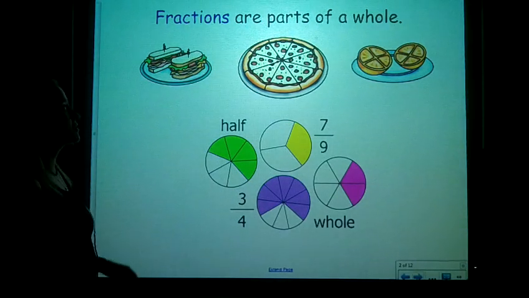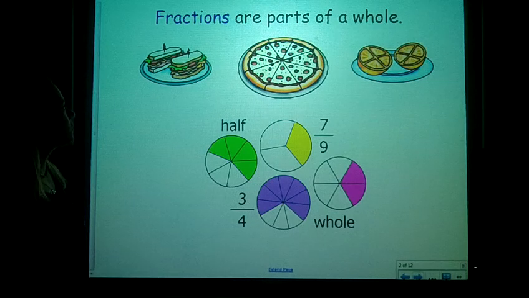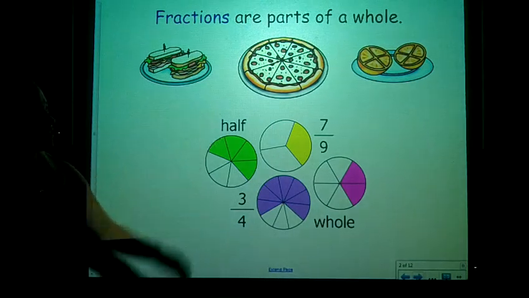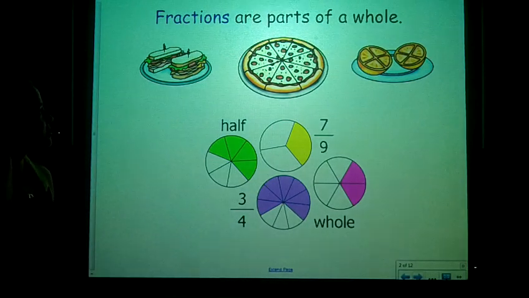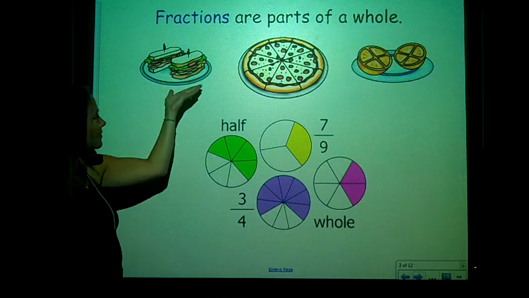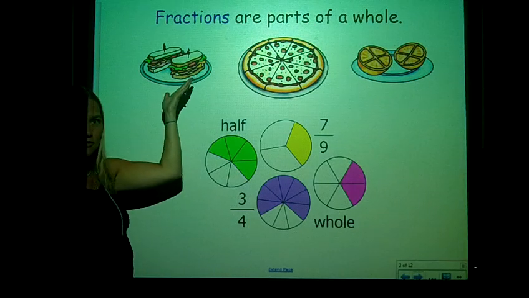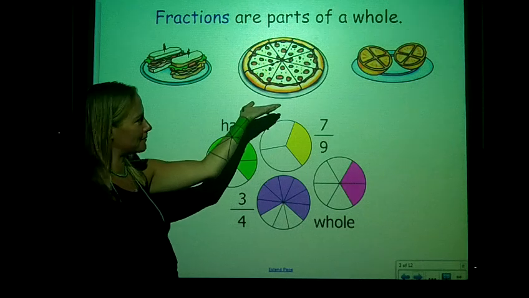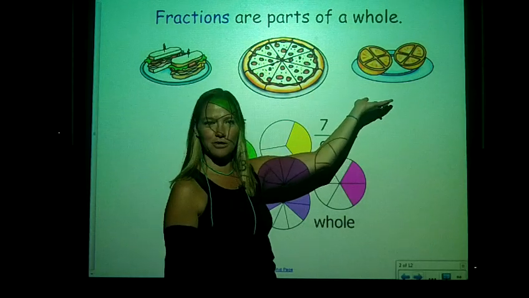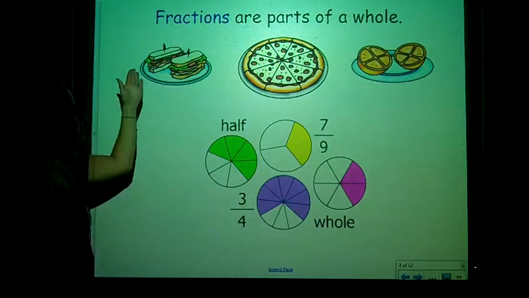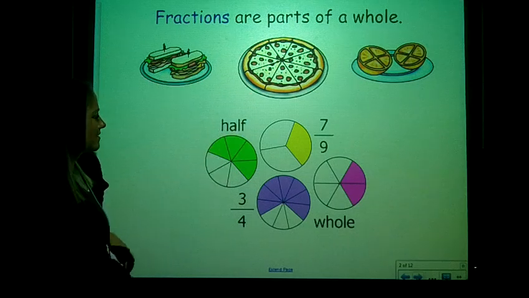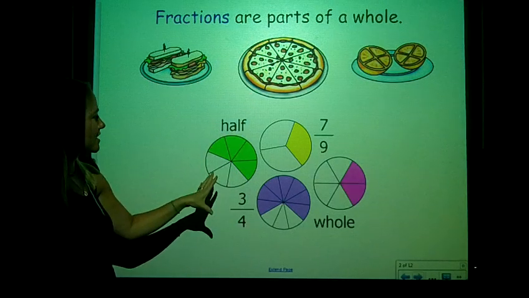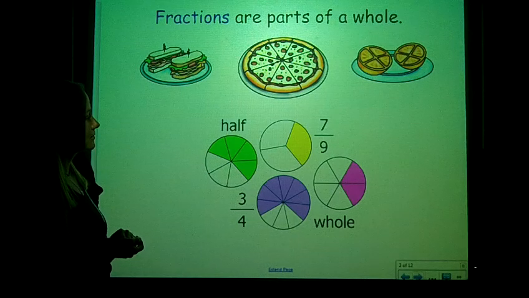Fractions. What are fractions? Fractions are parts of a whole. As you see here, there are a few examples of some fractions. We have a sandwich, which most of you might have had for dinner tonight, or maybe you had pizza, or an orange along with your dinner. Now, these are all in fractions. And here's a few examples down here of some of those fractions.